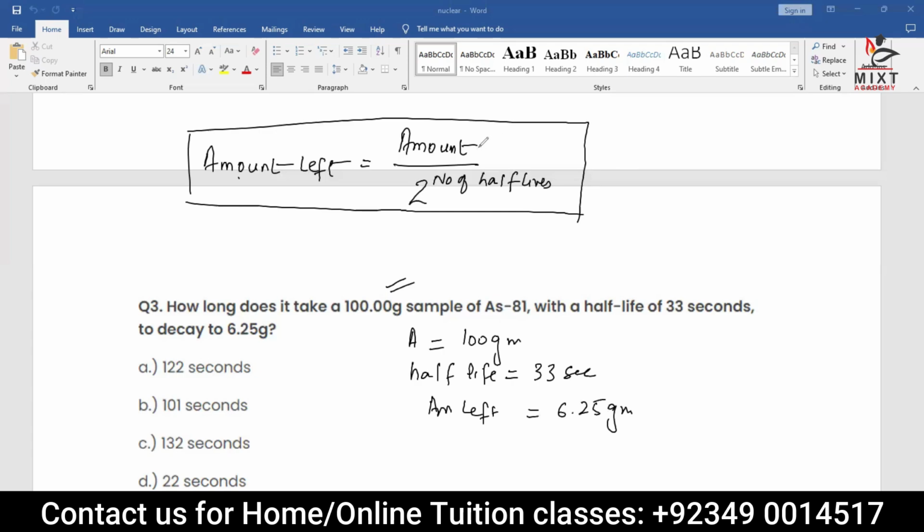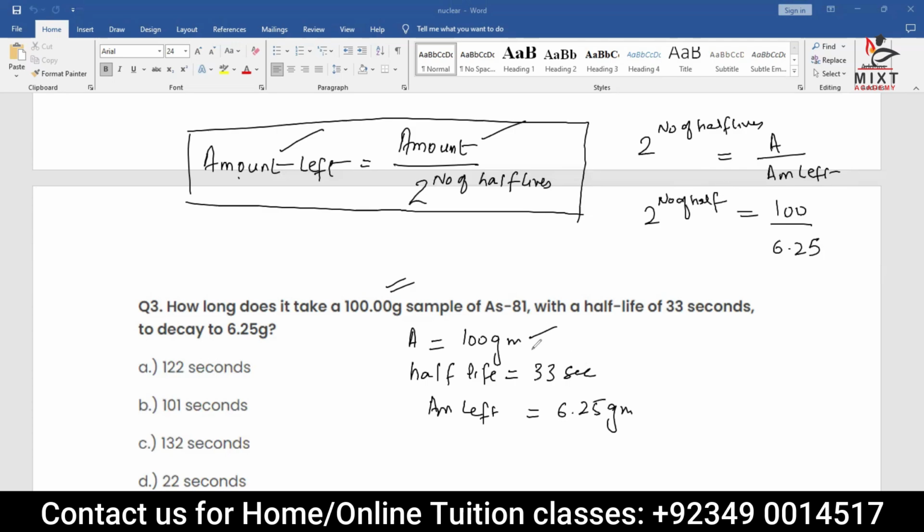Use this formula. What are the things which are known to you? You know amount left. So why not find out the total number of half-lives? So let's do that. 2 to the power number of half-lives is equal to amount divided by amount left. So what is the amount? 100 grams divided by 6.25. What is the value coming up? 16. 16. So 2 to the power number of half-lives is equal to 16, right?